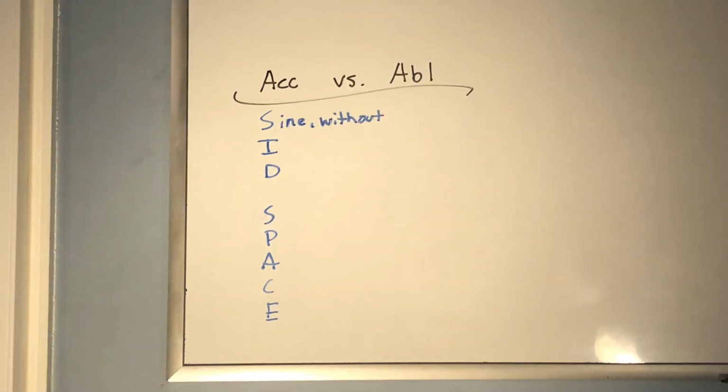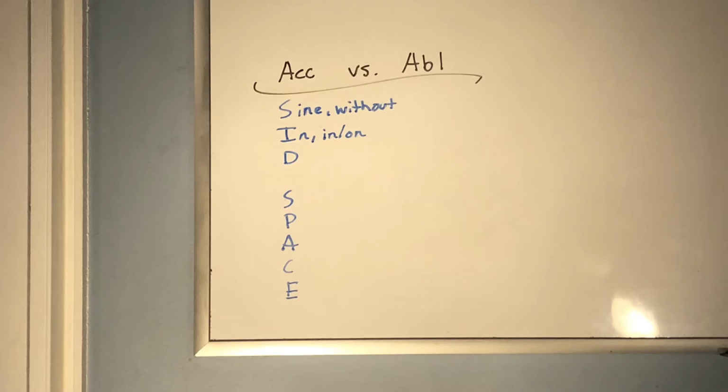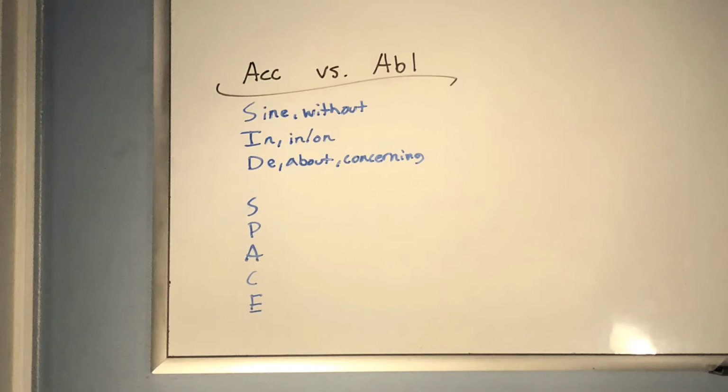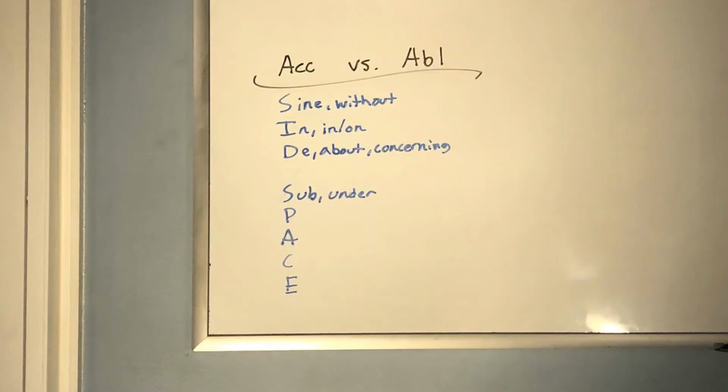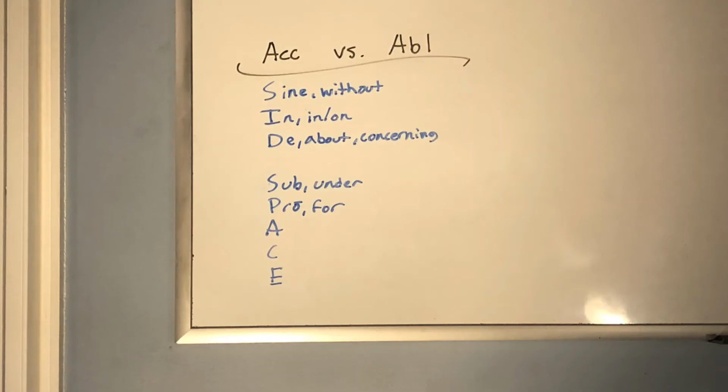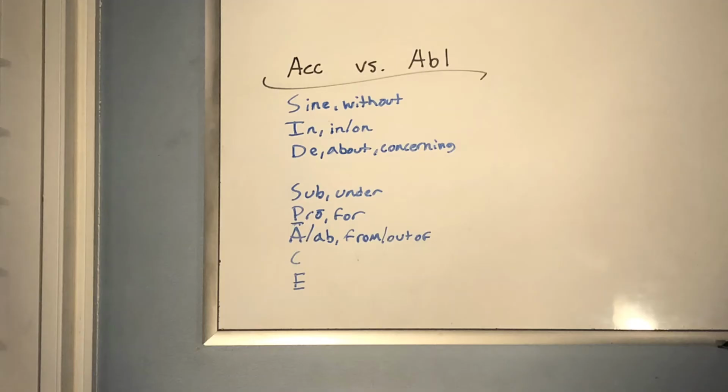So the first S in SID space is sine, meaning without. Then the I is in, meaning in or on. Then the D is de, meaning about, concerning. It can also mean down from. The second S is sub, meaning under. The P is pro, meaning for. The A here is a or ab, meaning from or out of.